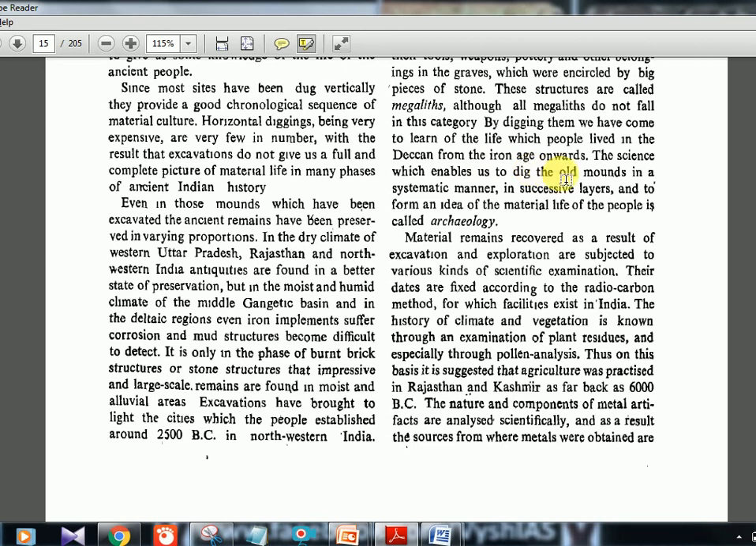Now, the science which enables us to dig the old mounds in a systematic manner in successive layers and to form an idea of the material life of the people is called archaeology. So archaeology is this activity of, we will see a lot of terms like this. Okay, in italics it will be there, I will explain all the terms. So archaeology means excavating these old remains.